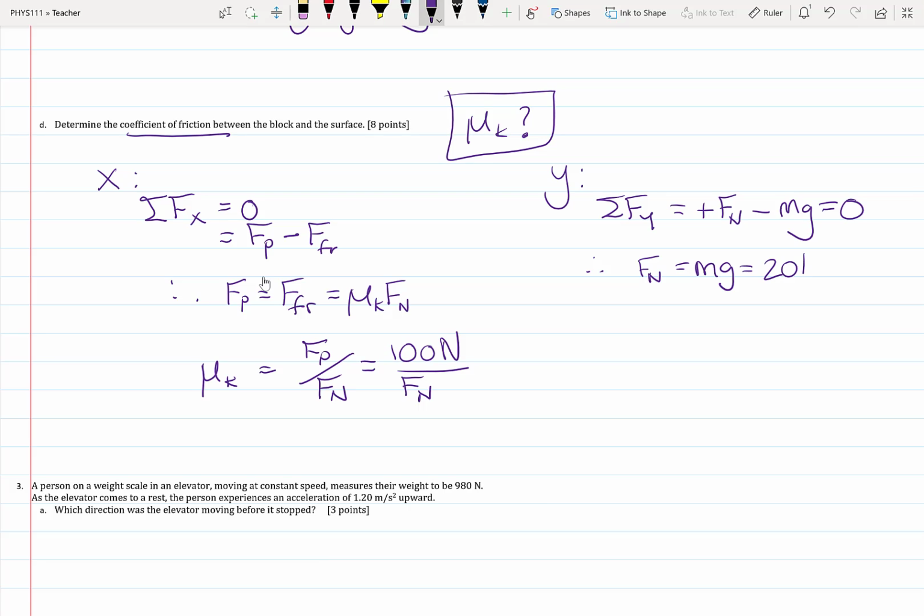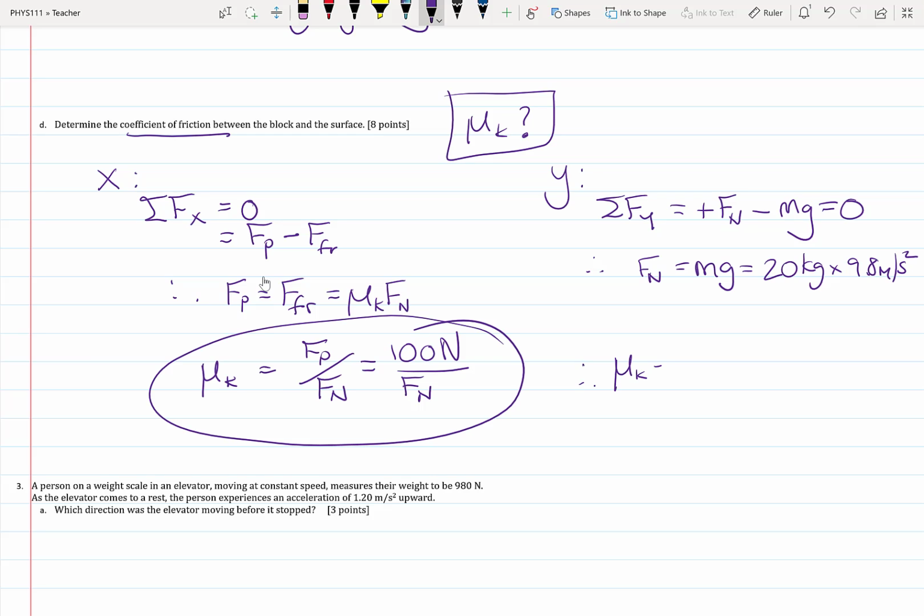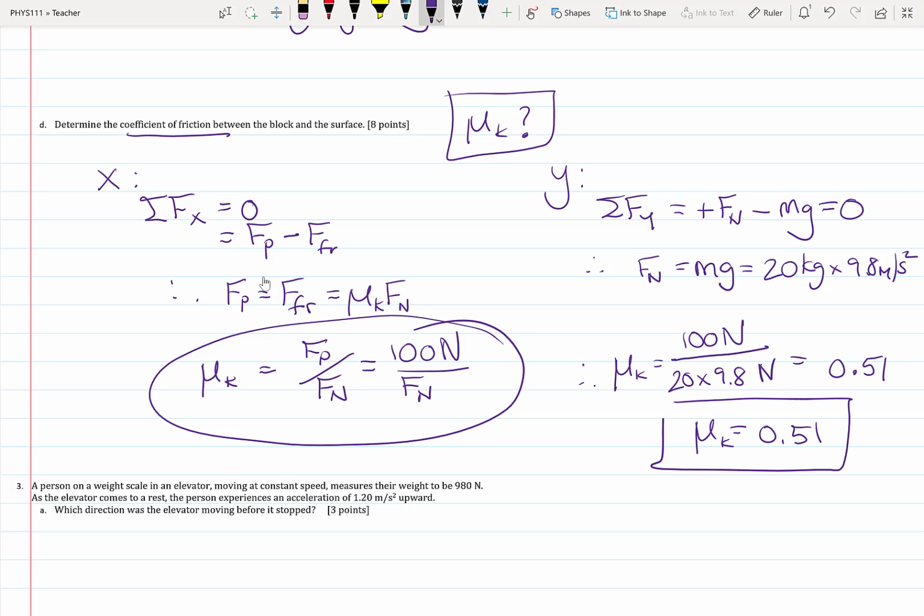So 20 kilograms times 9.8 meters per second squared. Mu sub k is equal to 100 newtons divided by 20 times 9.8 newtons, and that works out to be 0.51. So mu kinetic equals 0.51. That is our answer, and we would be getting lots and lots of points for showing our situation over here.